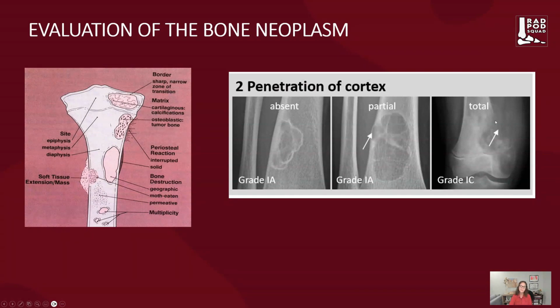But when we get to this portion here, where we're actually seeing cortical break over the entire length of the lesion, this is aggressive. This is a grade 1C lesion, likely either going to be infection crossing the growth plate or something like an aggressive tumor.